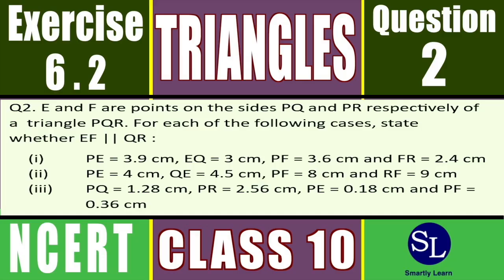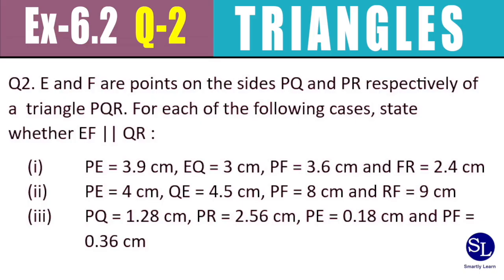In this video, let us see how to solve the second question in exercise 6.2. E and F are points on the sides of PQ and PR respectively of a triangle PQR. For each of the following cases, state whether EF is parallel to QR.